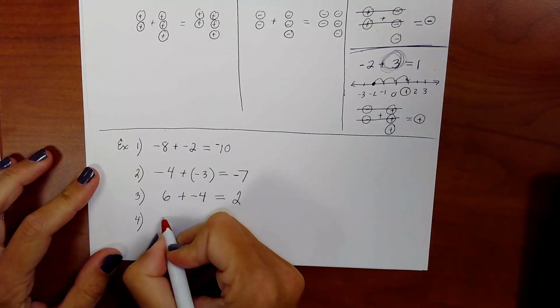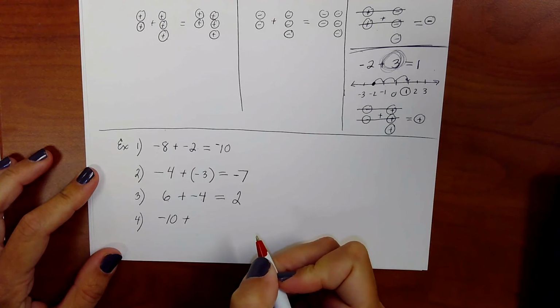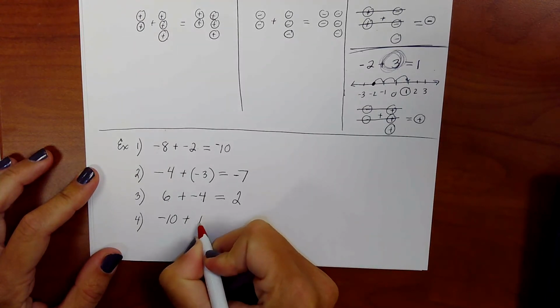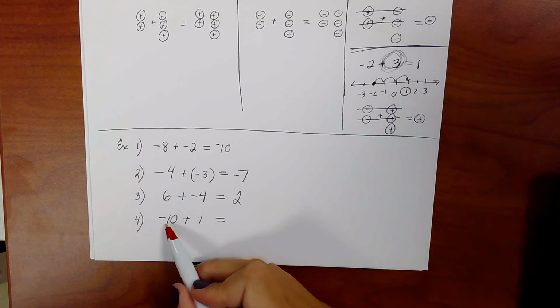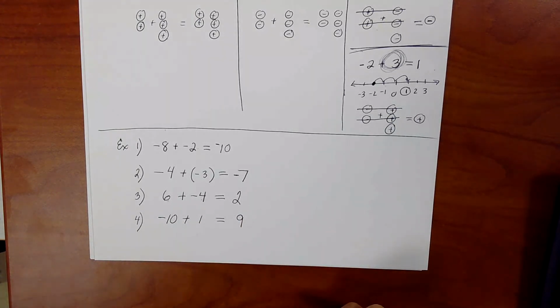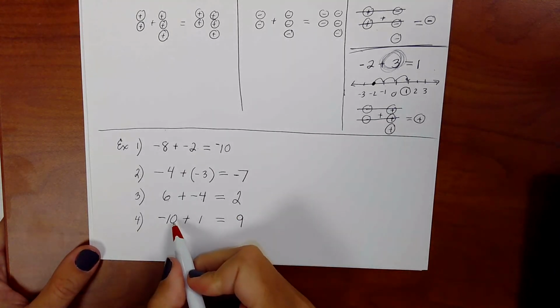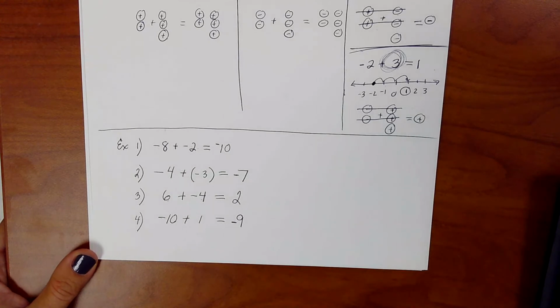Let's try negative 10 plus 1. Negative 10 plus 1. Are the signs the same? No. They're different, so we're going to subtract. 10 minus 1 is 9. Is it positive 9 or negative 9? Well, the greater number is 10 and it's negative, so it's going to be negative 9.